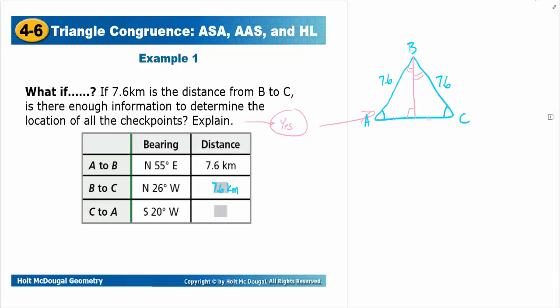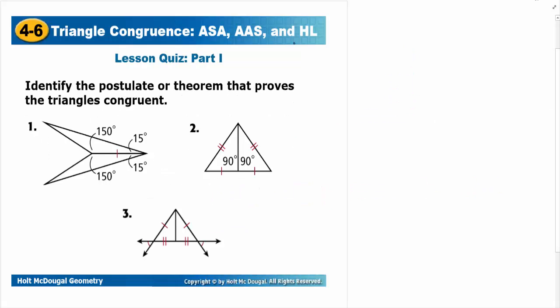Alright, so we got a lesson quiz here using these theorems and postulates. So first part, again, identify the postulate or theorem that proves that triangles are congruent. We're just identifying angle side angle, angle side, or hypotenuse leg. Again, you might have to add information potentially to get that to work, but by the time you've added that information, you should have one of those theorems or postulates as an answer.